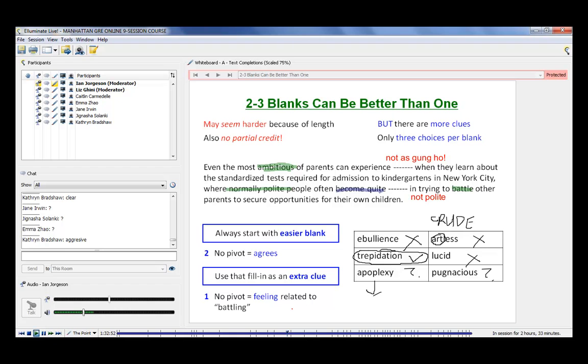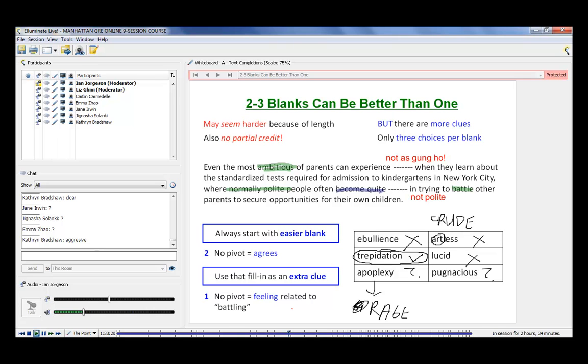And I'll tell you guys what apoplexy means. Apoplexy means, let me put it in simpler terms, rage. If you're apoplectic, you're so angry you can't even think. You're so angry that you're just screaming, right? That's apoplexy. Much stronger than just being angry, like a rage. So that's actually not a good answer for this one, and that's why B is appropriate.